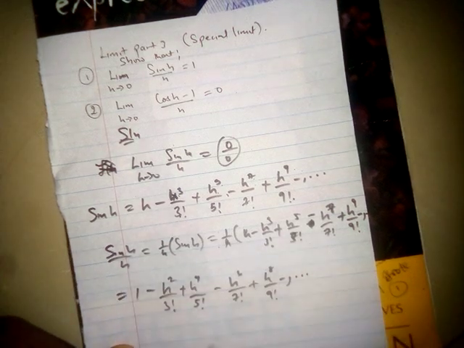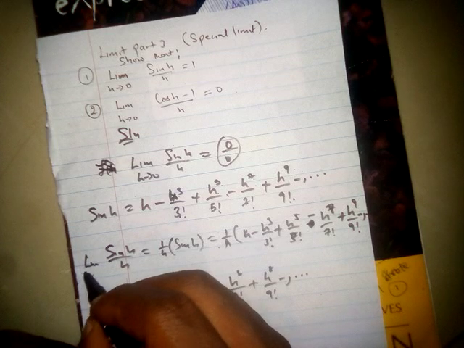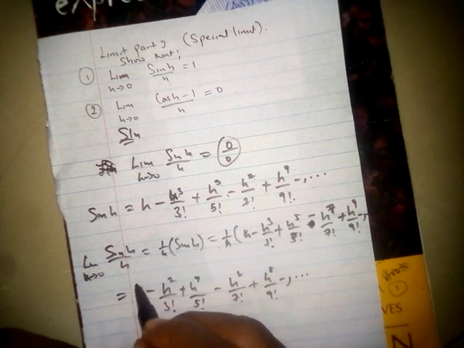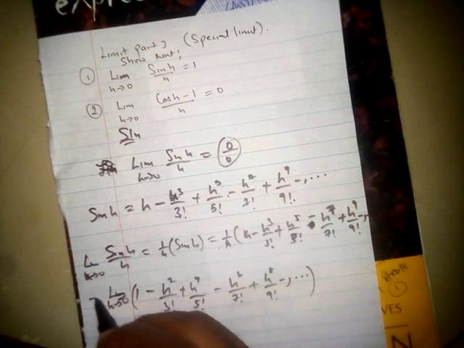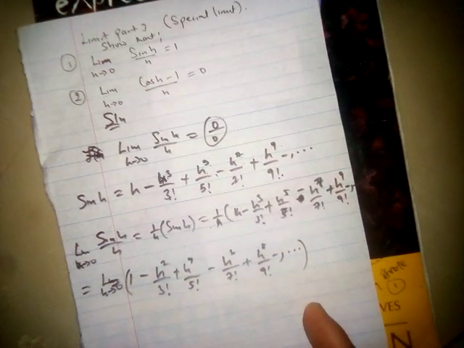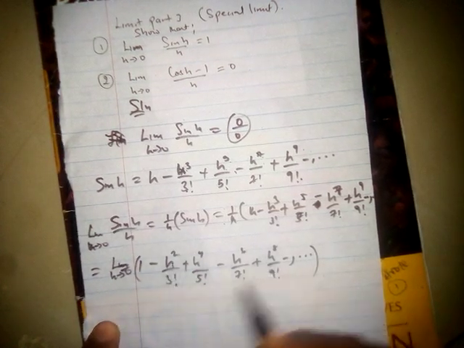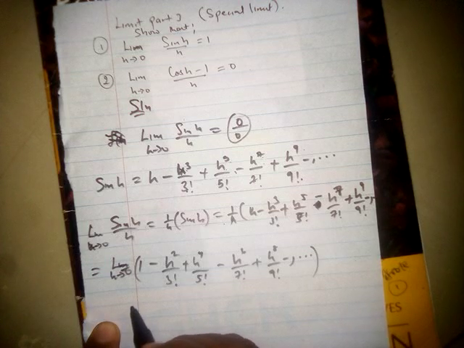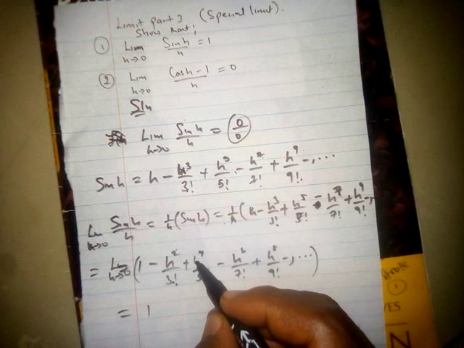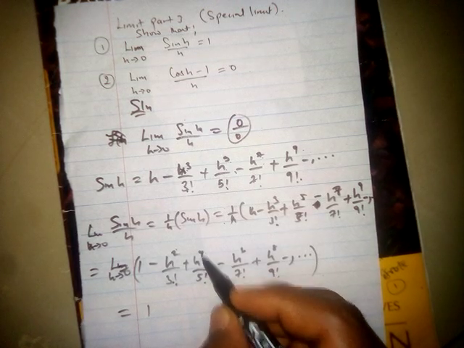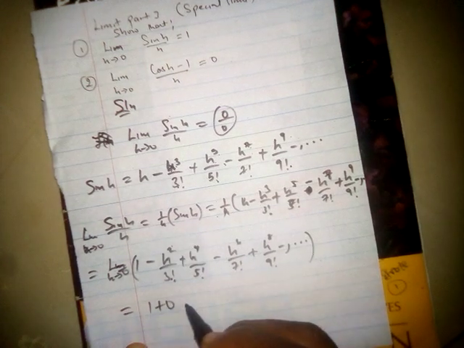Now we're going to apply the limit of this, the limit as h tends to 0. When you do the limit as h tends to 0, just simply put 0 wherever you see h. So you have this as equal to 1, because 0 squared is 0, divided by this is 0, plus 0 to the power of 4 is 0, divided by this is 0, and so on. You keep having zeros, infinite zeros. So this is equal to 1.